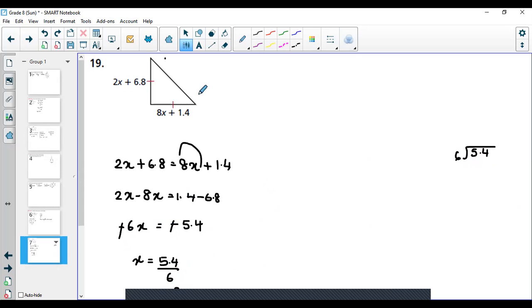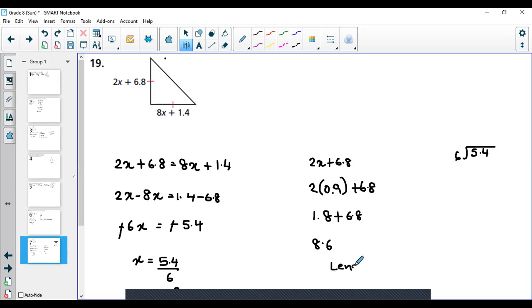Now that we have found the value of x, all we need to do is take any one, as they both are equal, so it doesn't matter which one you take. So let me take 2x plus 6.8 and solve and find out what is the answer. So that's going to be 1.8 plus 6.8, which is going to give you 8.6. So both sides' length is going to be 8.6 because it's an isosceles triangle, and also they marked that both sides are equal. So if this side is 8.6, this side is going to be 8.6 as well. So you have to write lengths are 8.6 and 8.6.